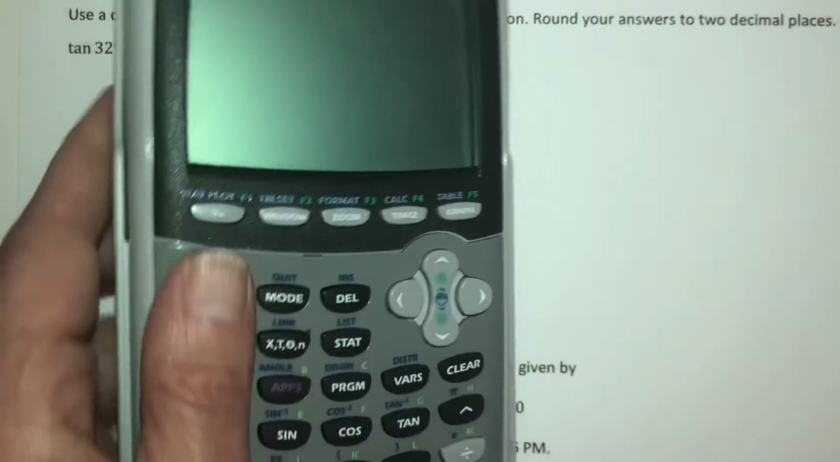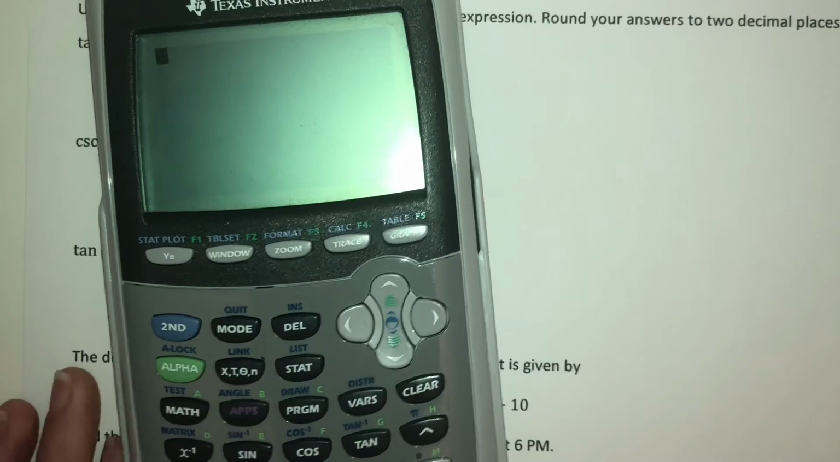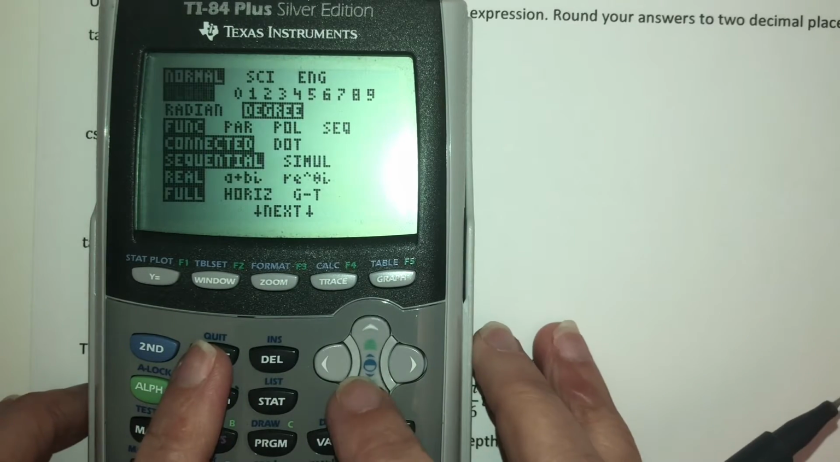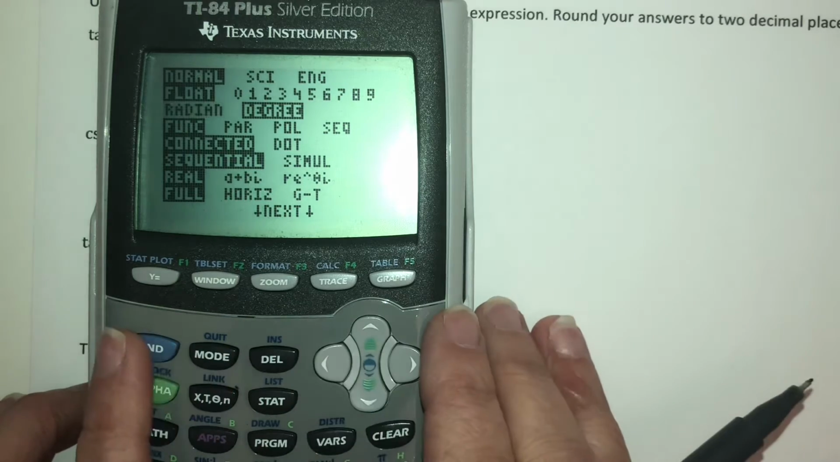Now, if you have this calculator, then you need to hit mode here, and you'll pick radians or degrees based on here. Okay? So you'll always need to check to make sure that you are in the correct mode.